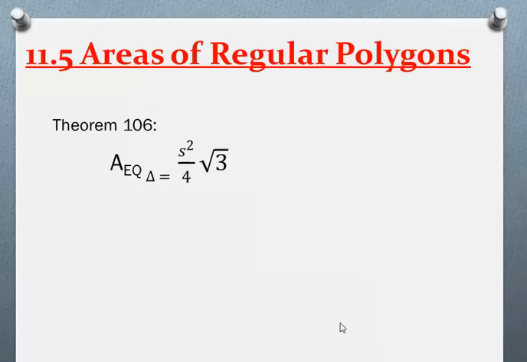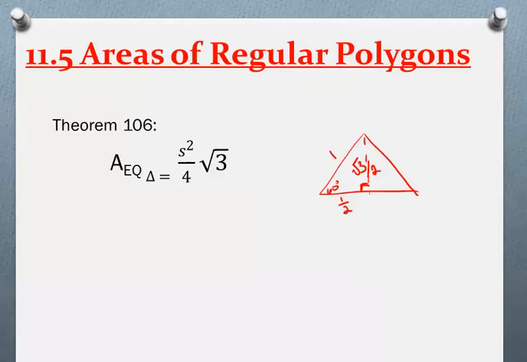The first one we're going to be talking about is area of an equilateral triangle. Now, we already know how to find the area based on half times the height times the base, but another quick way we can find the area of an equilateral triangle is to use 1/4 times side squared times square root of 3.